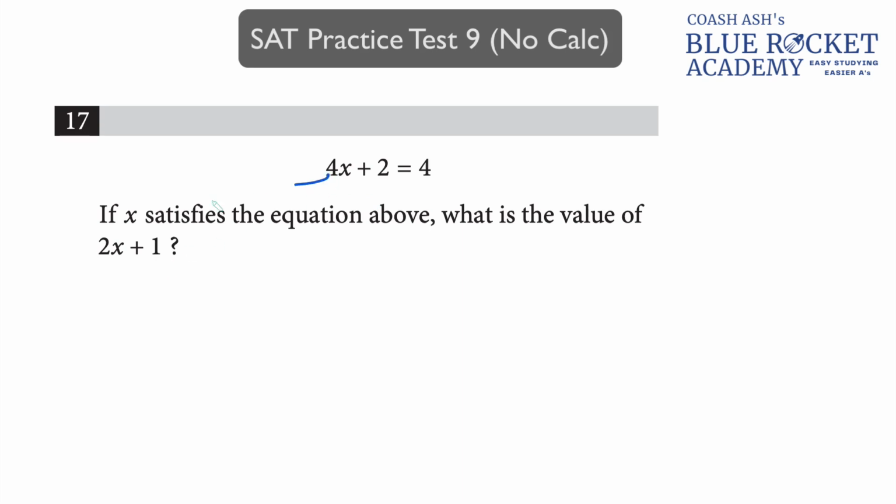Do you see the relation? How 4 can become 2 and at the same time this 2 can become 1? You are simply going to divide everything by 2, 2 and 2 here. 4 divided by 2 gives you 2x. 2 divided by 2 gives you 1 and this is equal to 2. Boom, it's right there fallen on your lap. So 2x plus 1 is equal to 2 and that's your answer.